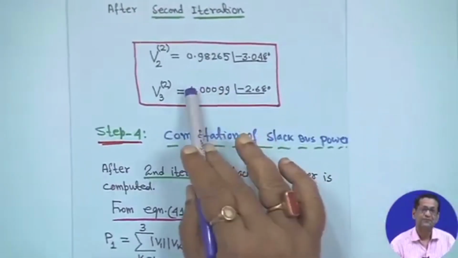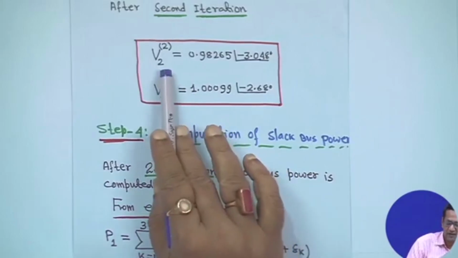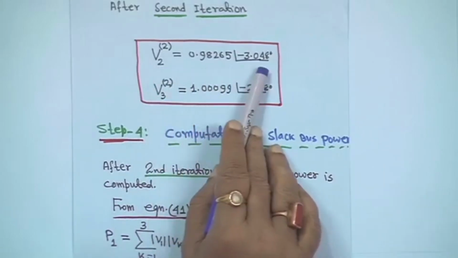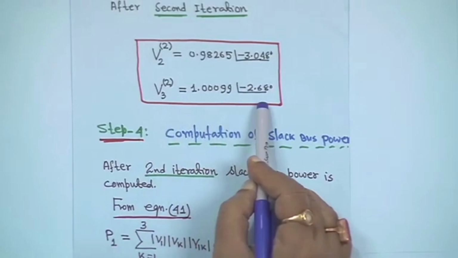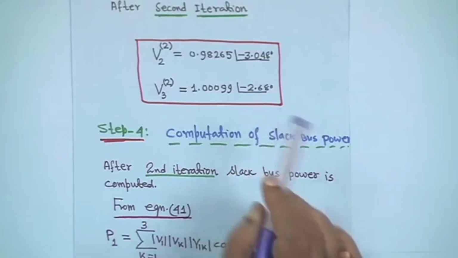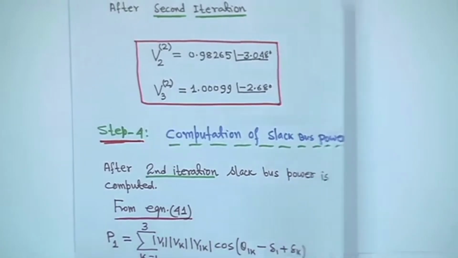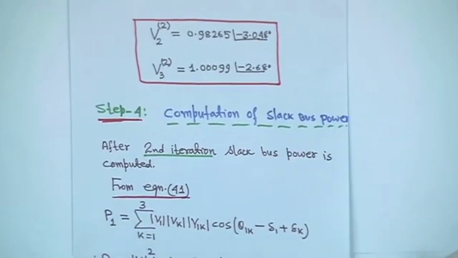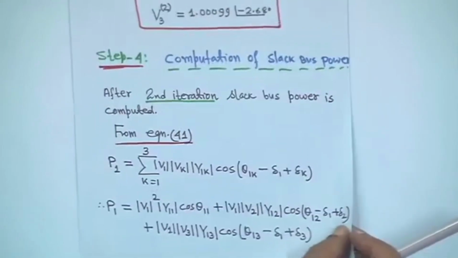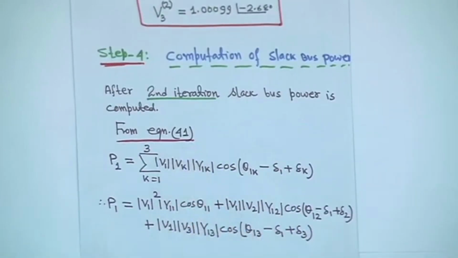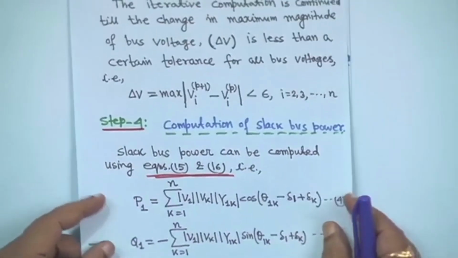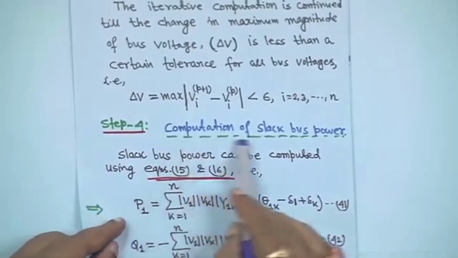So, next, after the second iteration, V2 is 0.98265 angle minus 3.048 degree and V3 2 is 1.999 angle minus 2.68 degree, right. So, this is your V2, V3. After the second iteration only, you have been asked to compute the slack bus power. So, after the second iteration, slack bus power from equation 41, right, that means this is equation 41. When we were explaining the algorithm for the Gauss-Seidel method, in step 4 was computation of slack bus power.